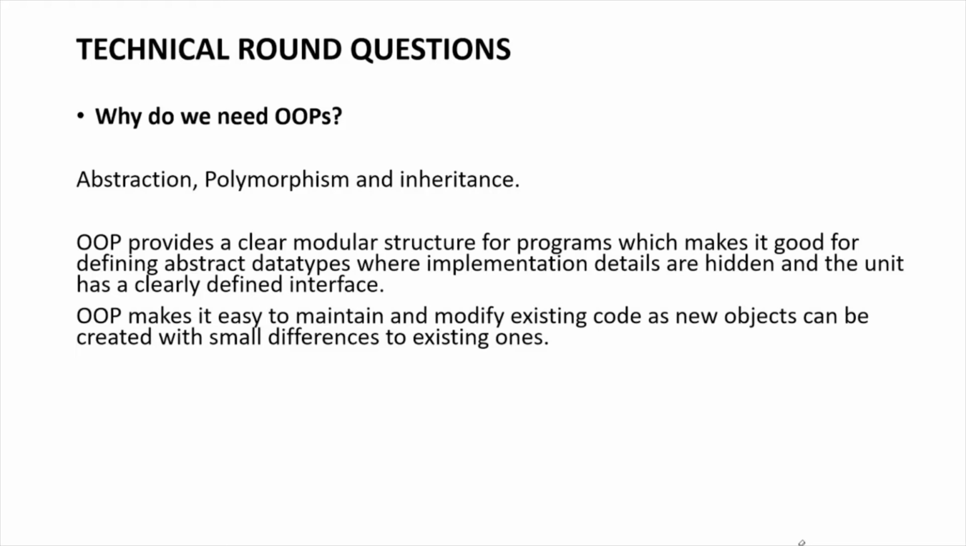OOP provides a clear modular structure for programs, which makes it good for defining abstract data types where implementation details are hidden and the unit has a clearly defined interface. OOP makes it easy to maintain and modify existing code as new objects can be created with small differences to existing ones. So this is the main advantage of using OOPS. So now let's move on to the next question.